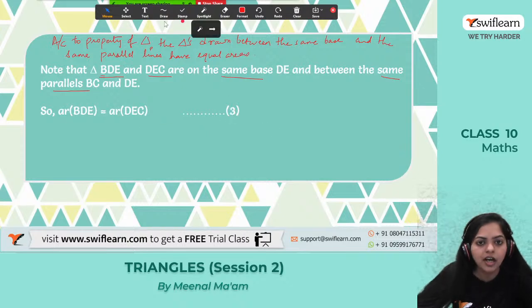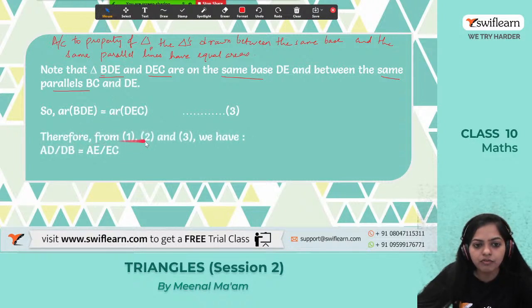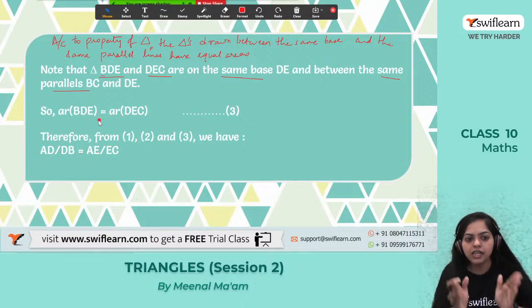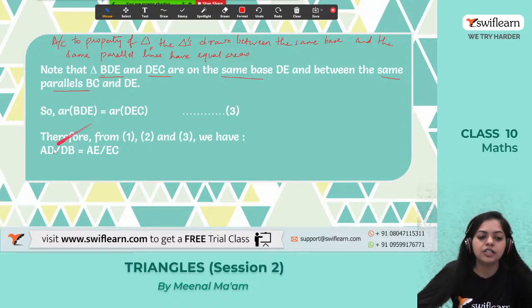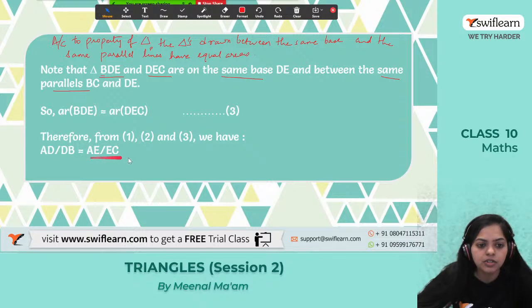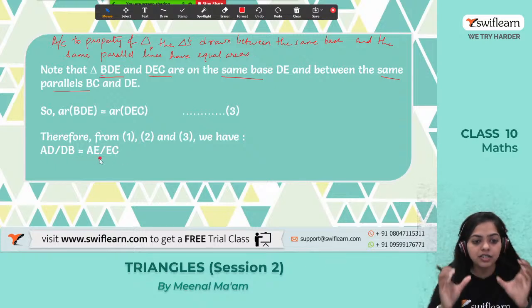Got it? Now from the first, second and third conditions, what will we get? AD upon DB, because the area of triangle BDE is equal to the area of triangle DEC. This shows that AD upon DB is equal to AE upon EC, and that's the statement that we had to prove.